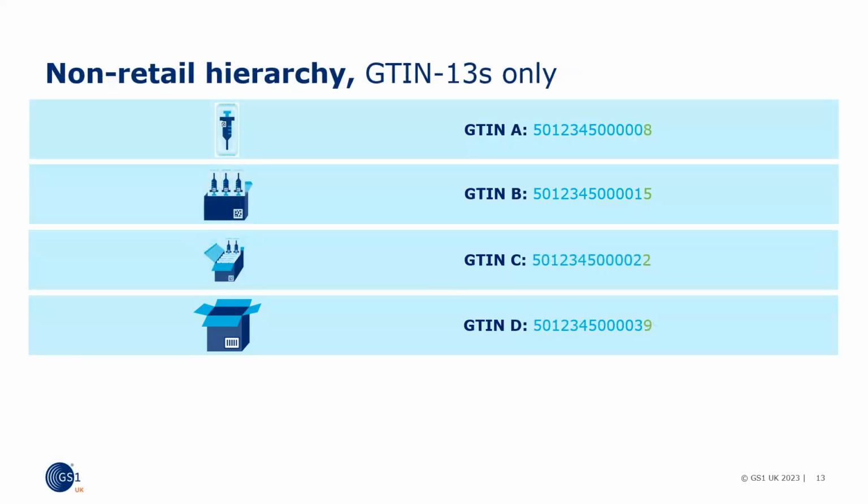This is an example of allocating GTIN 13s for a non-retail product, different GTIN 13s at every level. This is an example of allocating GTIN 13s and GTIN 14s for a non-retail product. A GTIN 13 for the unit of use and GTIN 14s created from the GTIN 13 at the higher packaging levels.